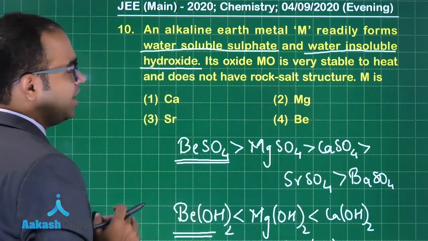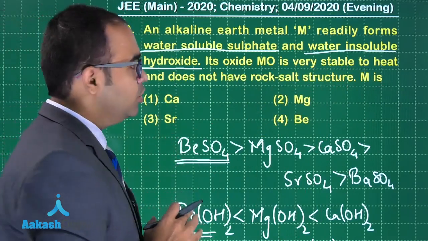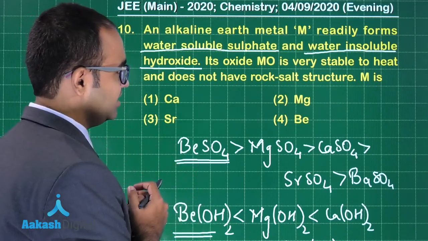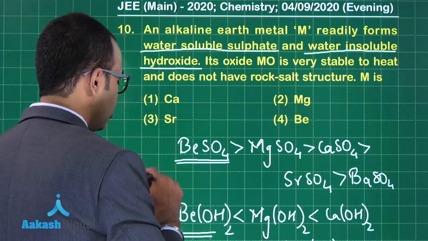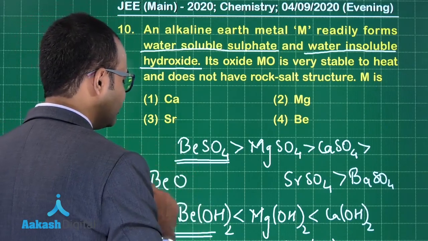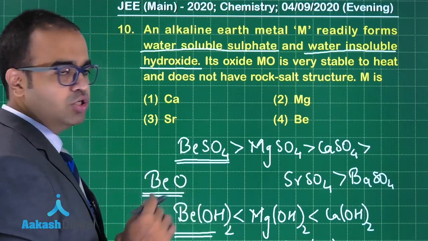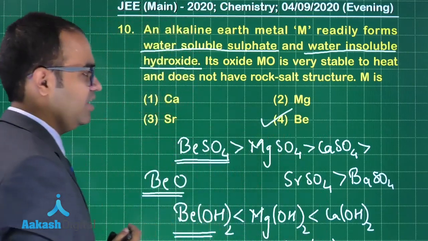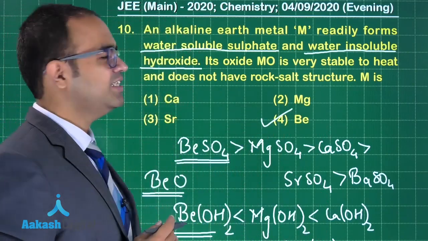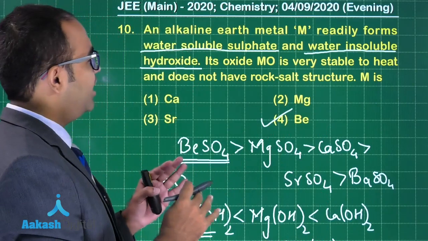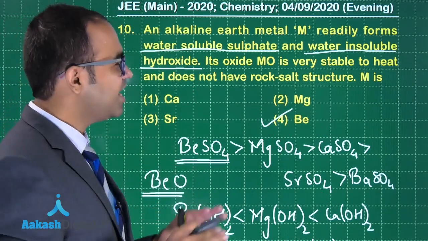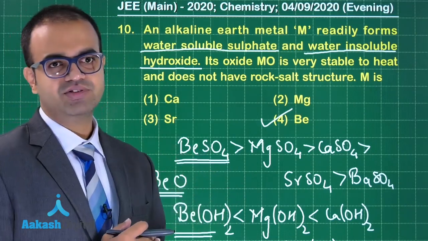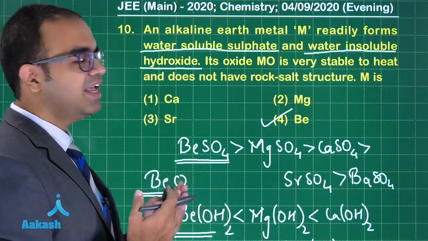So if I compare all the parameters which are given, we have got it as BeSO4 and Be(OH)2. If I'm talking about BeO, it does not have a rock salt structure. So the element over here is beryllium, guys. So it was a question of s-block. Okay, it was an easy question, just that we should know the solubility of sulfates and the solubility of hydroxides. Let us move on to the next question, guys.